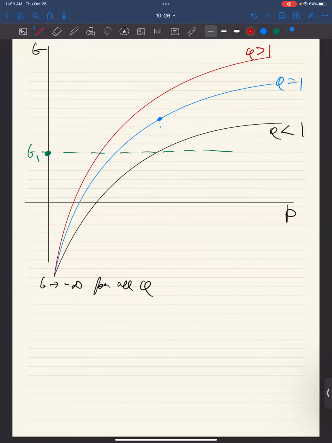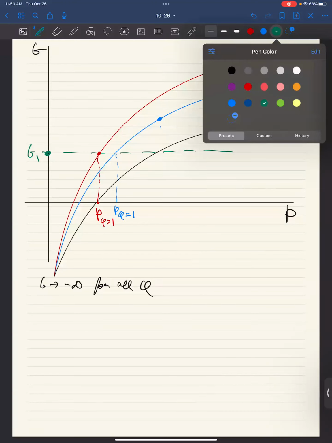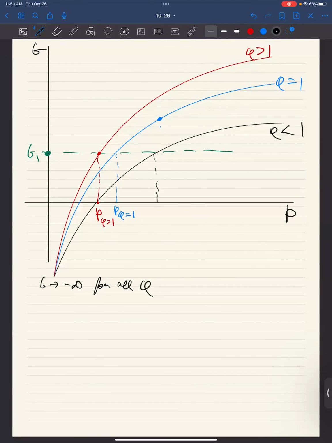The red curve is stabilized at this pressure, right? To have the same value of Gibbs free energy, the red curve should have the pressure marked over here, P phi more than one, okay? The blue curve should have pressure here, marked as P phi is equal to one. And the black curve should have pressure marked as P phi less than one, right?